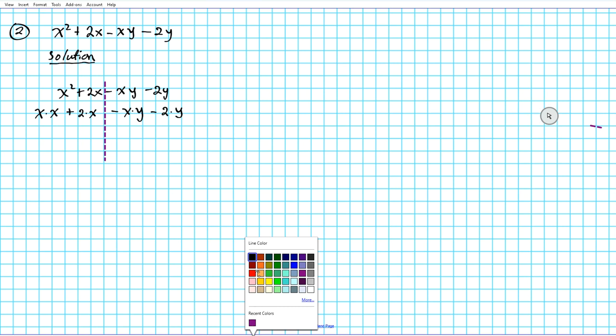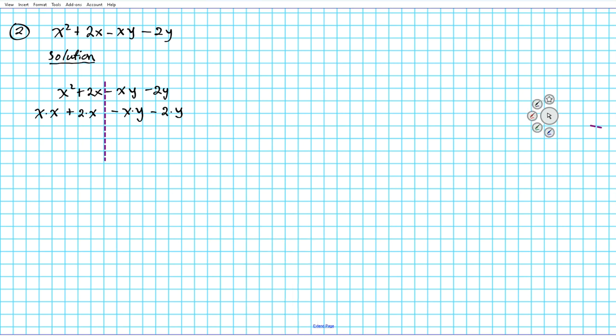All right, let's just make this one red. So I'm going to put the line here. We're going to try to factor out the GCF from the left side of the partition and also factor out the GCF from the right side of the partition. Okay, so let's focus our attention on the left side. What's common? You have an x and an x, that's common. So we can factor that out.